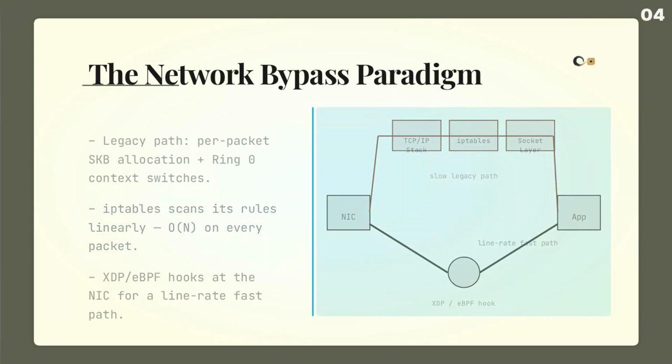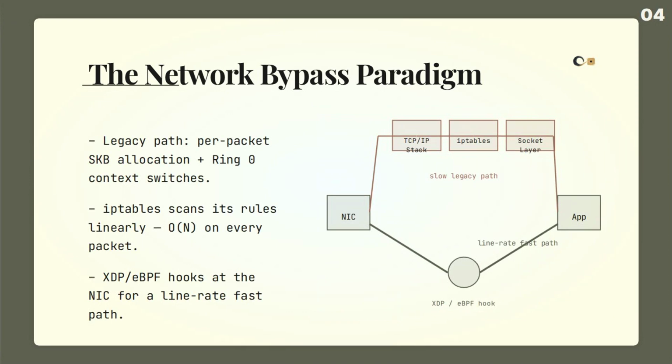This architecture enables line rate actions. We can perform ultra-fast packet filtering, routing, or immediate dropping. For example, in a DDoS attack mitigation scenario, malicious packets are discarded directly at the network interface card, completely bypassing the kernel's memory subsystem and saving valuable CPU cycles.